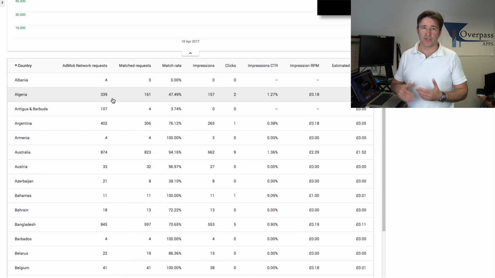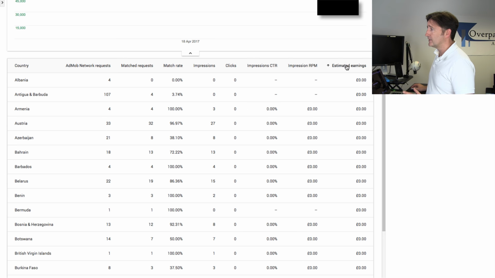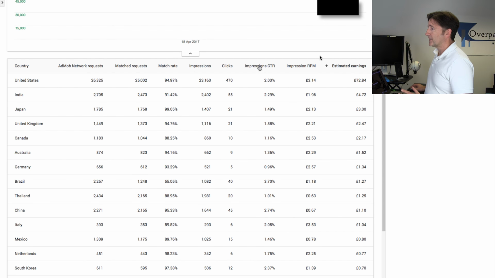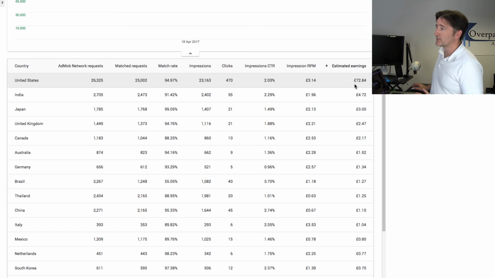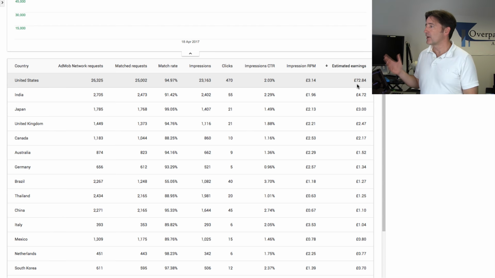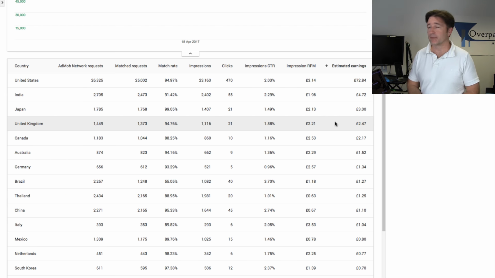And we talked about the US being the highest RPM, the highest ad revenue. I'm finding this too. If I sort by estimated earnings, you can see the United States has the lion's share of it. Almost exactly 72% of all yesterday's revenue came from the United States. India came in next, then Japan, then the United Kingdom. So it's definitely the US for me.